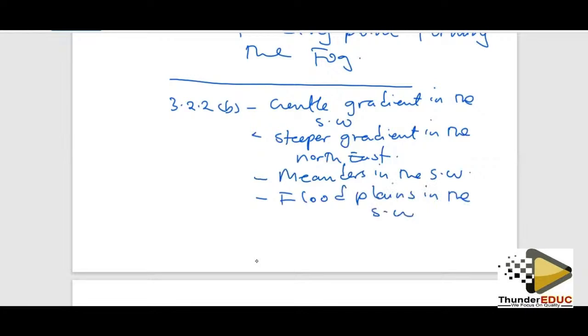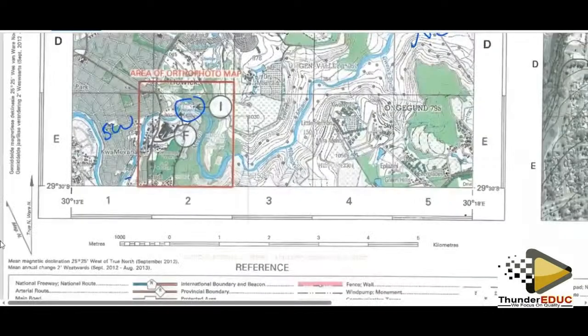Let's try to check those ones for clarity. You can see we have flood plains around this other area next to the river. Remember, flood plain is a flat land or a level area across the river, and in most cases that area is used for farming. So there's a flood plain. The other side, there are meanders that are more developed also in the southwest. Then the gradient is gentle again around this other area.